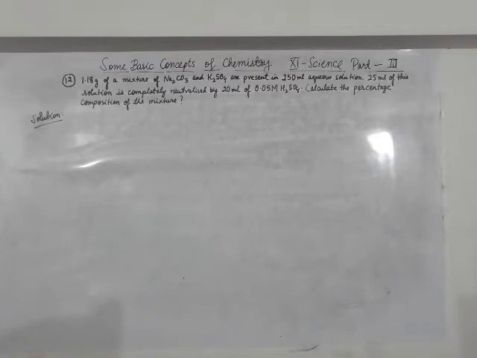I am reading out the question. 1.18 gram of a mixture of sodium carbonate and potassium carbonate is present in 250 ml aqueous solution. So the mass of these two salts in 250 ml is 1.18 gram. Now 25 ml of this solution is completely neutralized by 20 ml of 0.05 M sulfuric acid. The question is: calculate the percentage composition of the mixture.